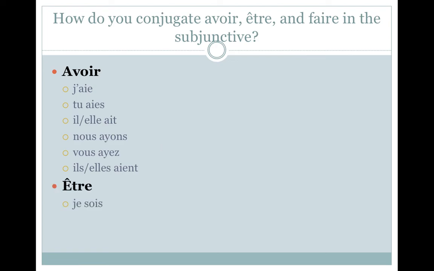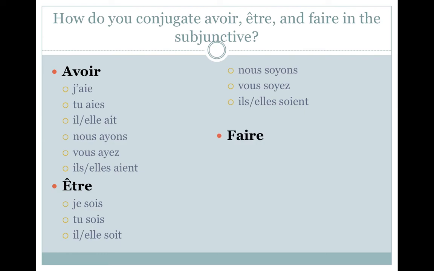Same for être. Je sois, tu sois, il, elle soit, nous soyons, vous soyez, ils, elles soient. So again, it doesn't follow the pattern of conjugation for a regular verb in the subjunctive, but it does have its own pattern, as you can see here.